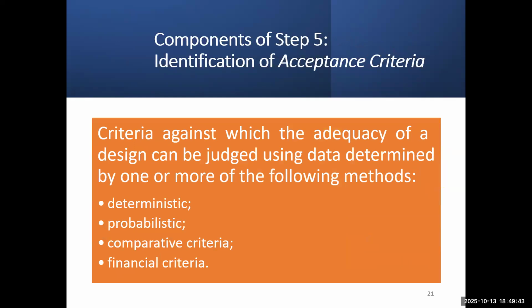For the component of step 5, we identify the acceptance criteria. The acceptance criteria can take several forms, such as deterministic, because we can use some threshold like temperature limitations. They can also be probabilistic, because they can be based on some risk level. And we can also use comparative criteria, showing the equivalence to prescriptive solutions.